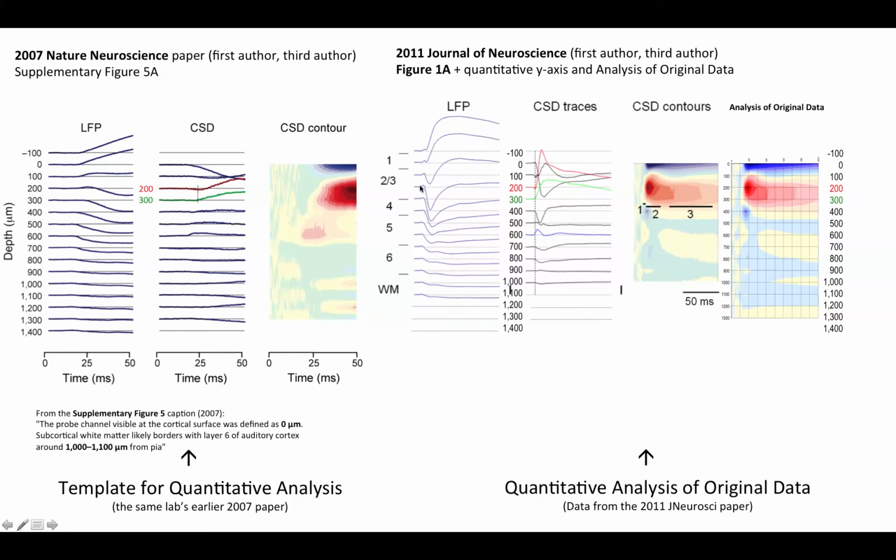And again, this is going to be sort of a mantra through all of this. All they did was compare a trace at a depth of 200 microns with a trace at a depth of 300 microns, which is layer 2-3. All this is layer 2-3. And in fact, the sink is really centered at a depth of only 200 microns. It's really a layer 2 sink.